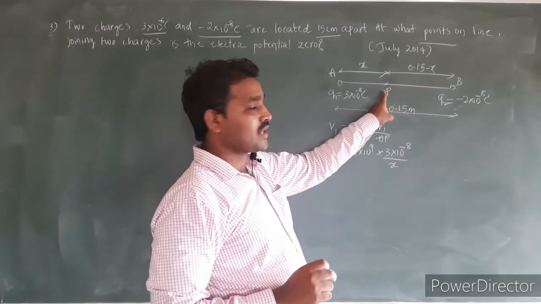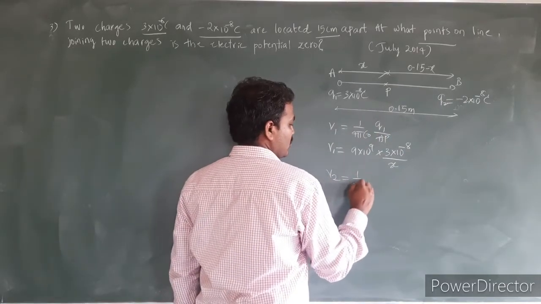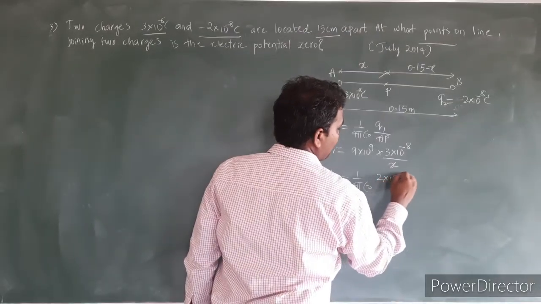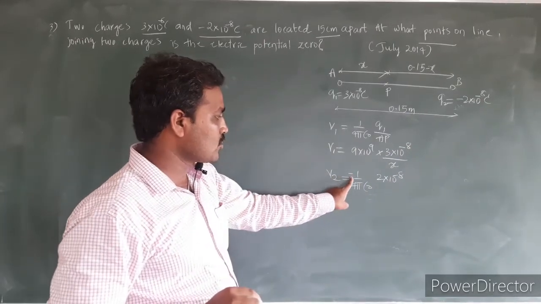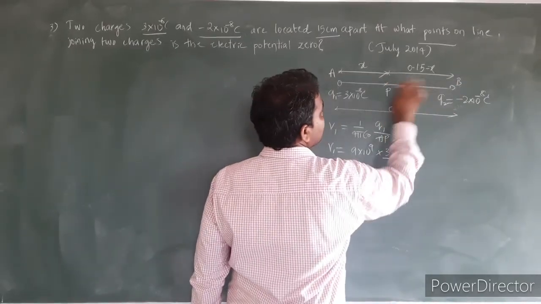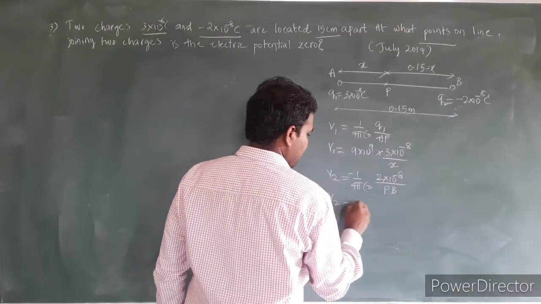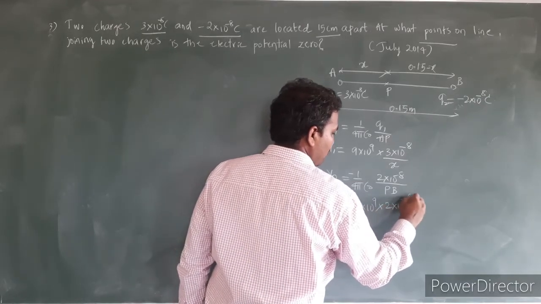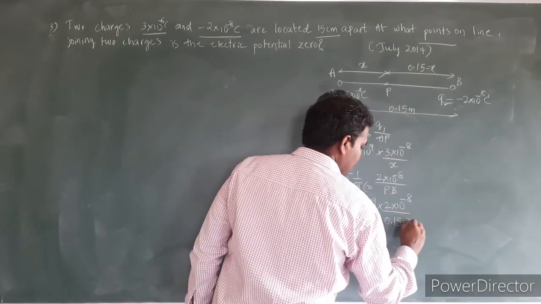Similarly, the potential at P because of the second charge is given by V2, which is equal to 1 by 4 pi epsilon naught, Q2 is 2 into 10 to the power of minus 8. This charge is negative, hence this potential also I write with a minus sign. V2 is equal to minus 1 by 4 pi epsilon naught, 2 into 10 to the power of minus 8 whole divided by this distance, which is PB. So V2 I can write as 9 into 10 to the power of 9 into 2 into 10 to the power of minus 8 whole divided by PB, which is equal to 0.15 minus x.